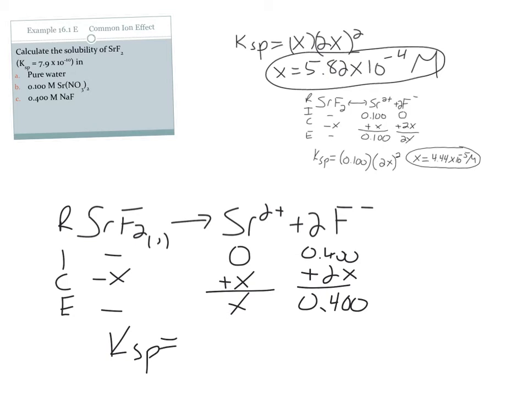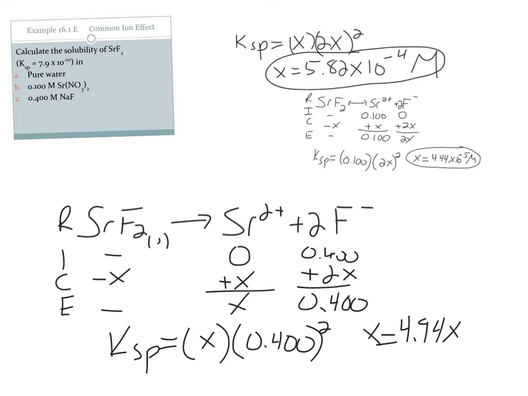The Ksp expression is still strontium, which is x, times fluoride squared. Fluoride now is just 0.4 because we have a common ion, so fluoride squared. When you plug that in, our x value now is 4.94 times 10 to the negative ninth molarity. Look at what just happened here. That solubility went down by quite a lot, by a factor of 10,000.